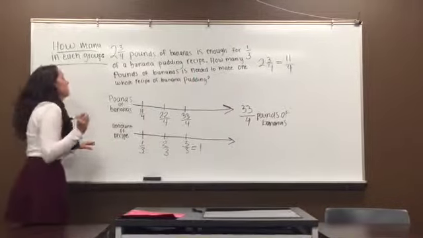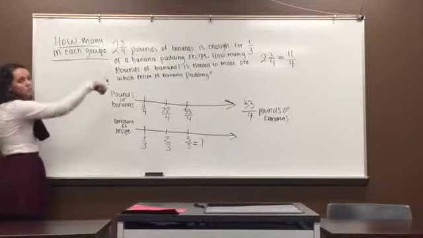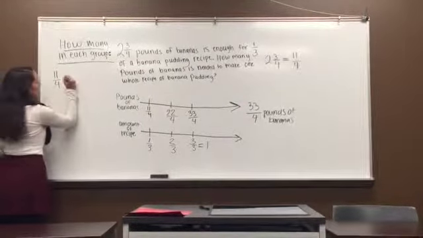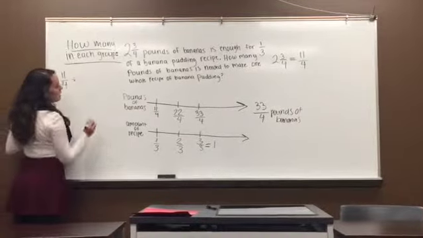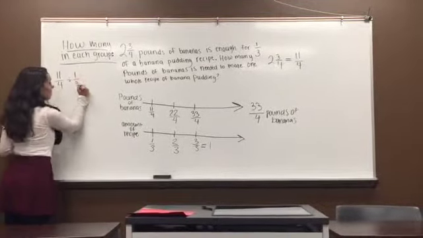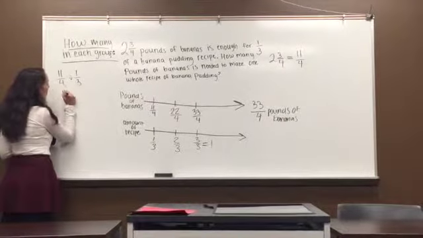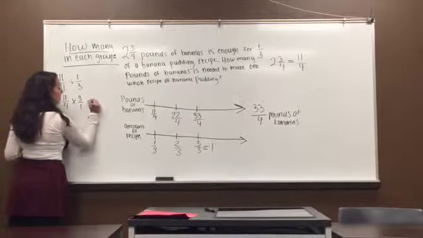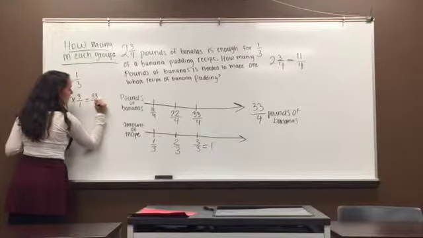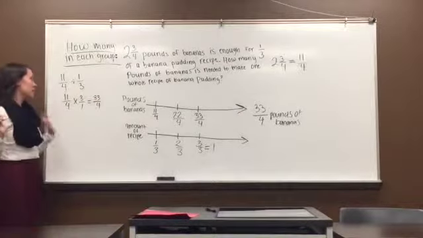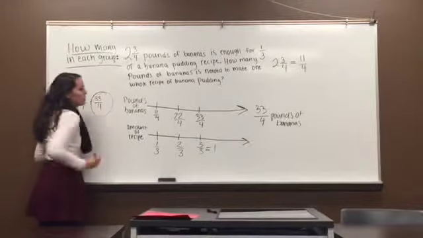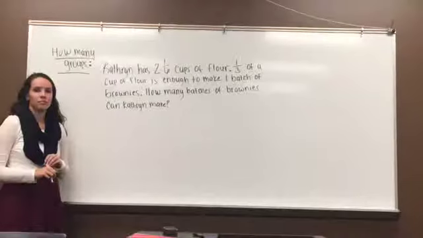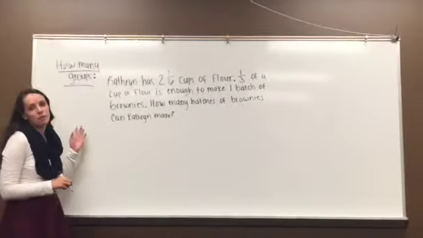And we're going to check this with our standard algorithm. So we're going to still use our improper fraction, 11/4. And this is a division problem, so it is divided by 1/3. We're going to invert and multiply. So 11/4 times 3/1, which equals 33/4. So we see that we got the same answer, 33/4 pounds of bananas with the standard algorithm and with the number line. Now we're going to solve this how many groups division problem.